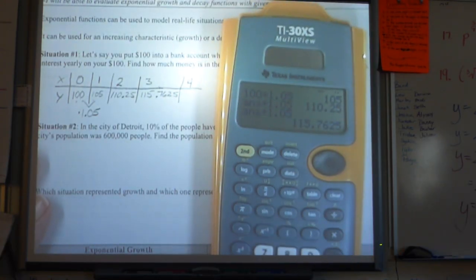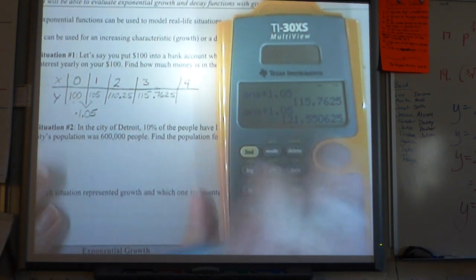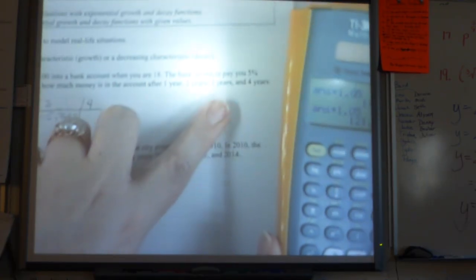And then at the end of the fourth year, I'm earning interest on all of that. So at the end of the fourth year, this will be worth, and that's as far as they asked us to go, 4 years.